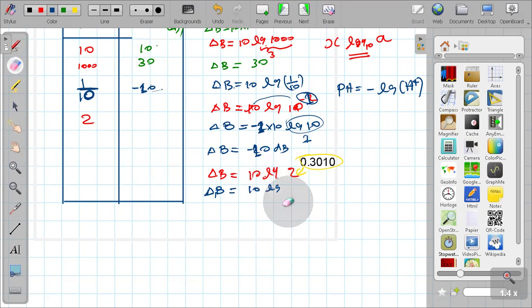LG 2, please. LG 2 is 0.30, multiplied by 10. Your decibel level change is only 3 dB. Only by 3.